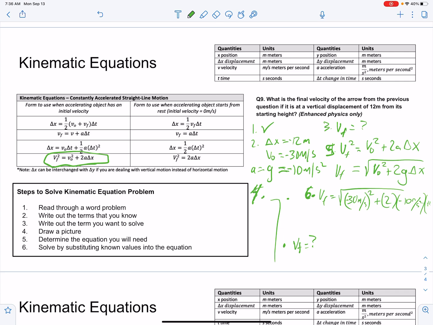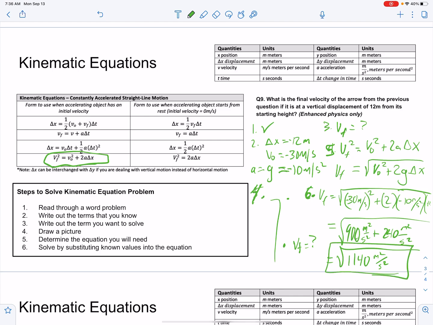12 meters. Okay, so we get 30 times 30. That would be 900 meters squared over second squared, plus 120 times 2, 240 meters squared over second squared. Notice how the negatives have all gone away because we have negatives times itself. All right, so we end up with the square root of 1,140 meters squared over second squared. And you can go ahead and box your answer there.